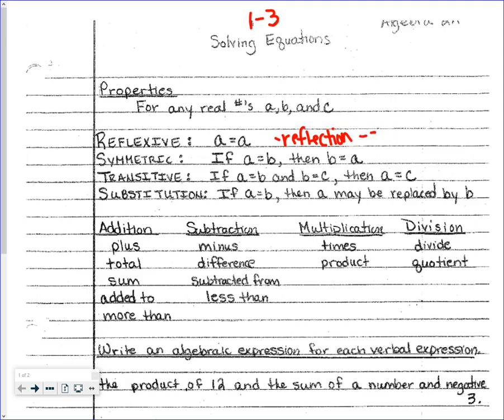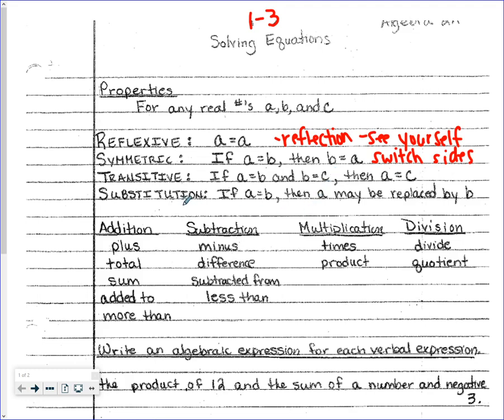You see yourself, if that helps you, right? Symmetric, if a equals b, then b equals a. So what happened was it switched sides. Symmetric, switch sides. Symmetric has an S, switch sides has an S. Okay? Transitive, if a equals b and b equals c, then a equals c. So basically, if the first thing equals the second thing, and the second thing equals the third thing, then the first thing equals the third thing.